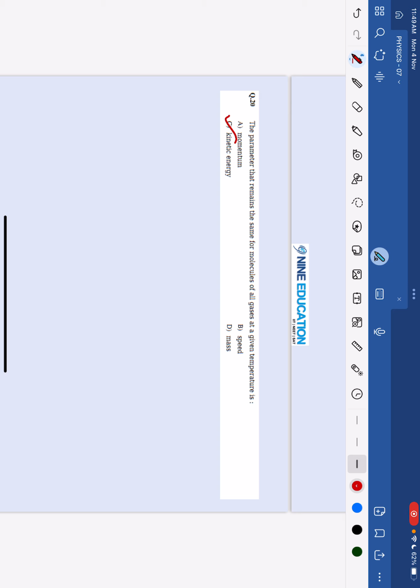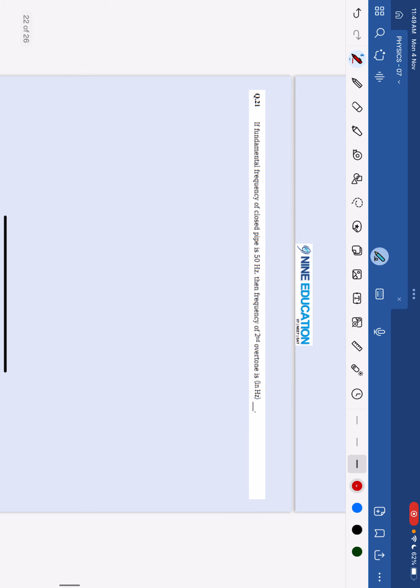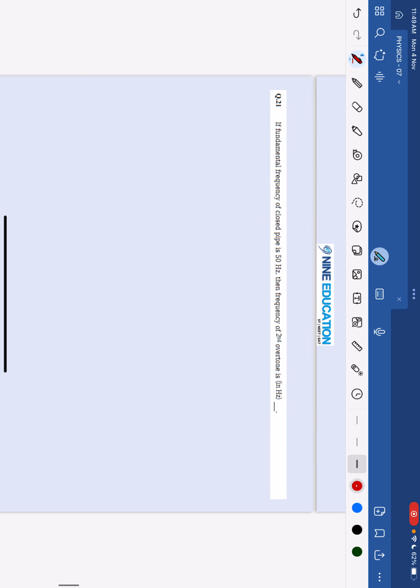So now the next part of the paper, which is: if the fundamental frequency of a closed pipe is 50 hertz, the second overtone... So far we are pro in this now.